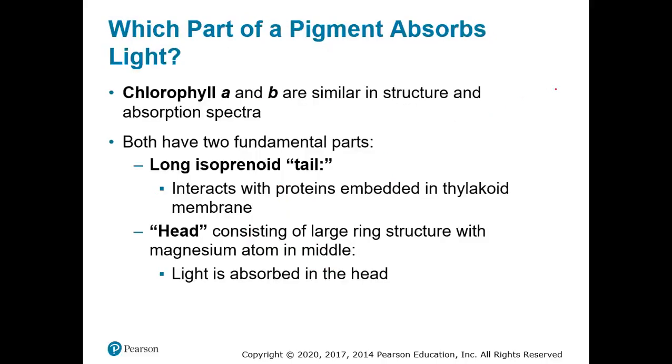So what's the difference between chlorophyll A and B? They are going to look very similar, and they are going to absorb pretty much the same wavelengths of light. Generally, their structures have two major parts. We have a long isoprenoid tail, which, remember, isoprenoid was one of our lipids that we mentioned. And so this long tail is going to help interact with our thylakoid membrane. And the head is this ring with a magnesium atom in the middle. Now, when we're talking light absorption, all of our light absorption happens in this head region.